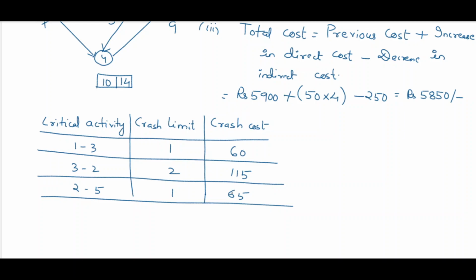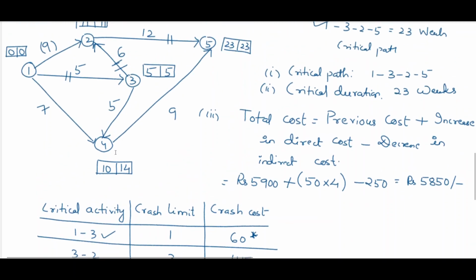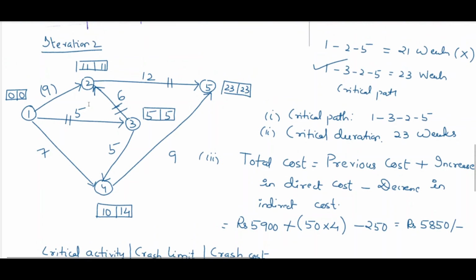You can see out of this crash cost, this is the minimum crash cost. That's why I'm putting a star here. So we have to crash the activity 1 3 by 1 unit. Now everything remains the same. You will follow this network.